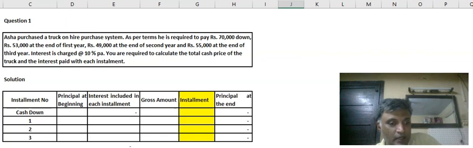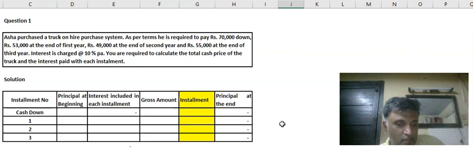Interest is 10% per annum. You are required to calculate the total cash price of the truck and the interest paid with each installment. So the requirement is very clear. We need to calculate the cash price of the asset and also the interest component which is included in each installment. You would recollect the format which we discussed in the earlier video. I'll capture that format here and we'll fill in these numbers in this table and see whether we are able to calculate the cash price of the asset and the interest.